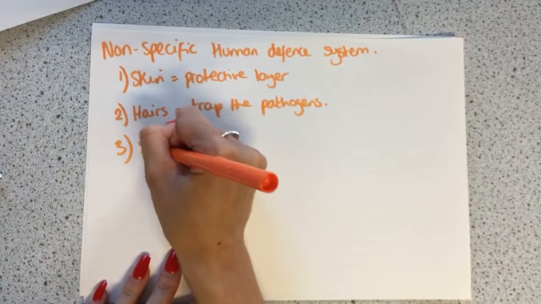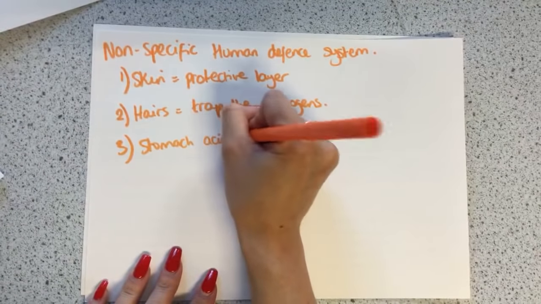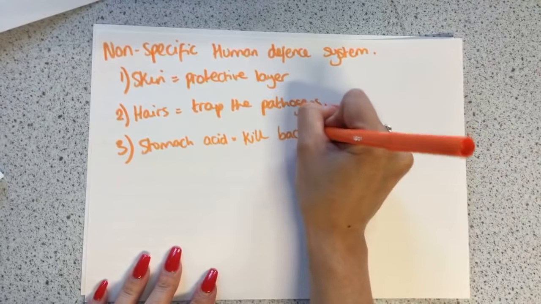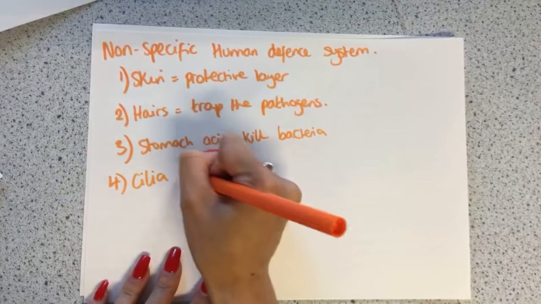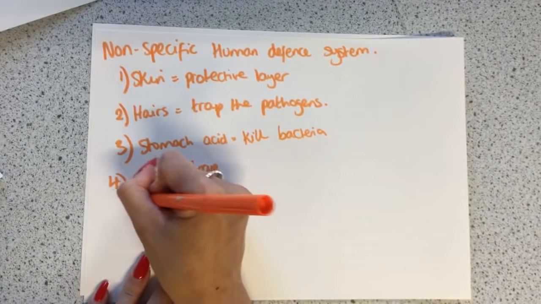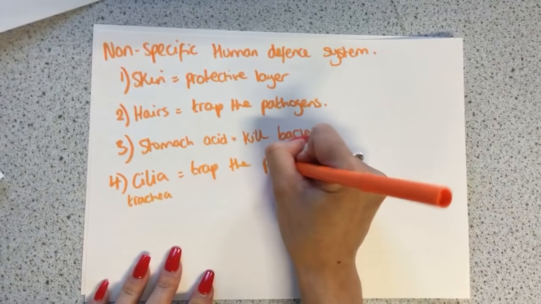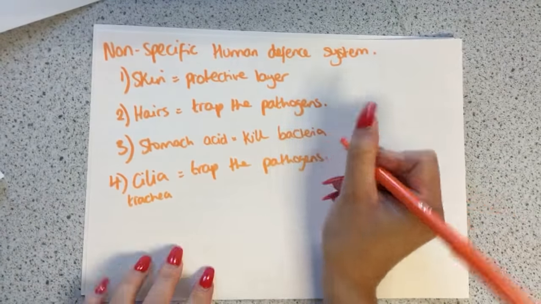Next is your stomach acid, which will then kill, hopefully, any bacteria that get inside. And last is cilia, which again trap, I'm going to put cilia in trachea, which trap the pathogens again. Okay, so that's your non-specific human defence system.